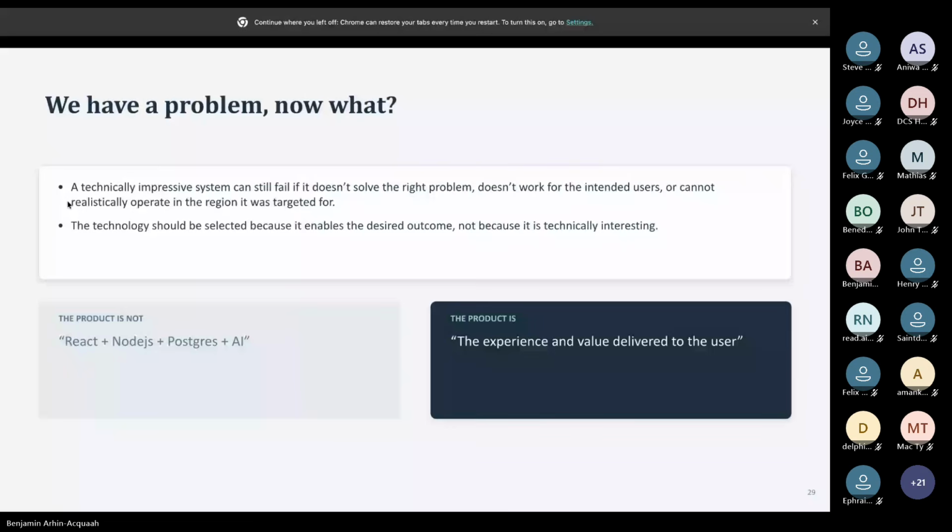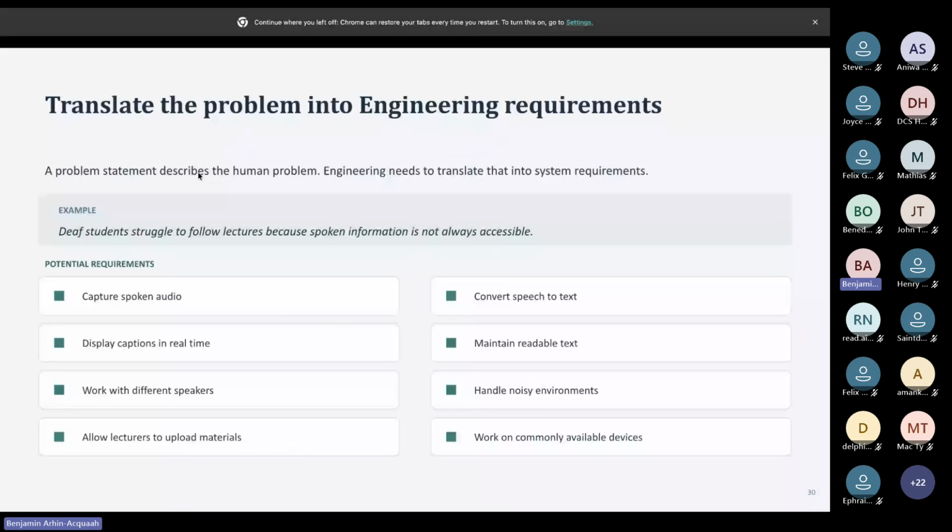So now you have the problem. You need to translate the problem into engineering requirements. Sorry, is anyone speaking?